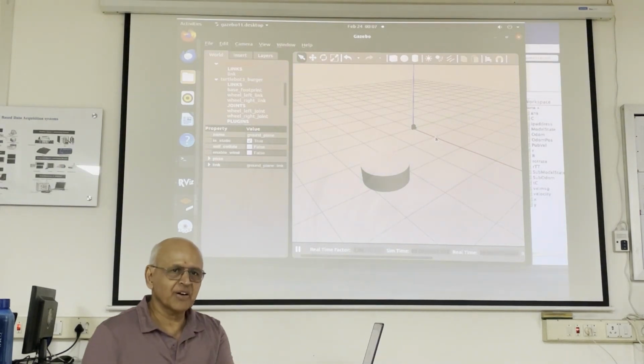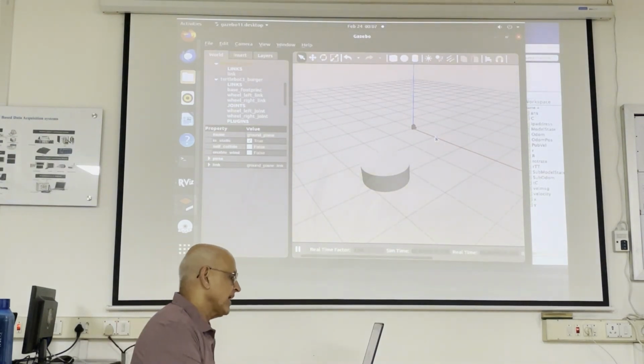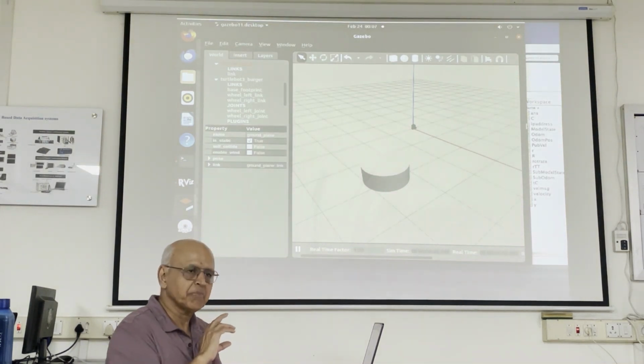But the real robot is the real robot. You can't run it any faster than it can run, right? Here we can play games a little bit. Okay, so this is done. Any questions on the software setup?